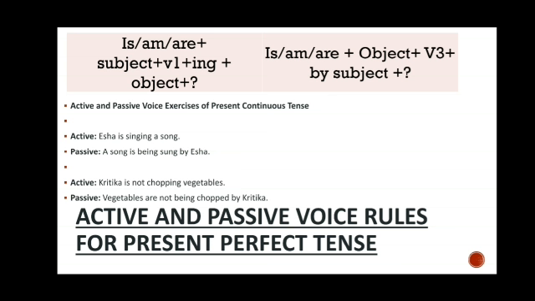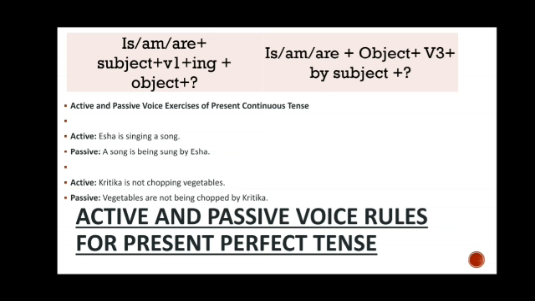Ishita is singing a song. So, a song is being sung by Ishita. Kritika is not chopping vegetables. Then vegetables are not chopped by Kritika. Okay, see, the object came first. A song is the object, so we brought it first, then we put is, then we put being, then what did we do? We put the third form of sing, which is sung, and after that we put the subject after by. One thing I want to tell you, while doing active and passive you have to go through all the parts of verb.